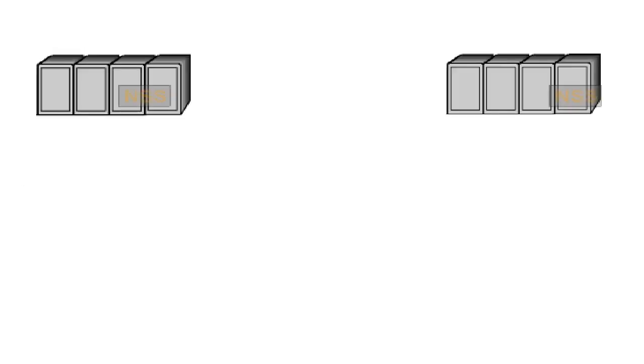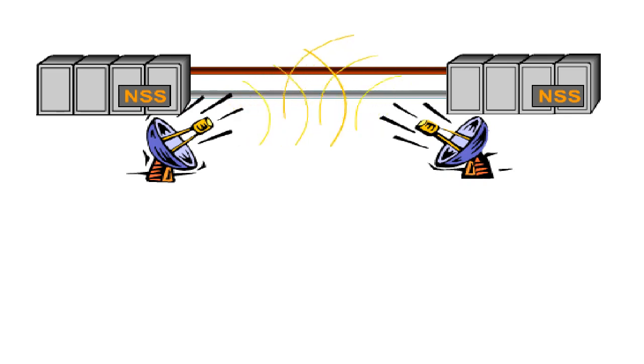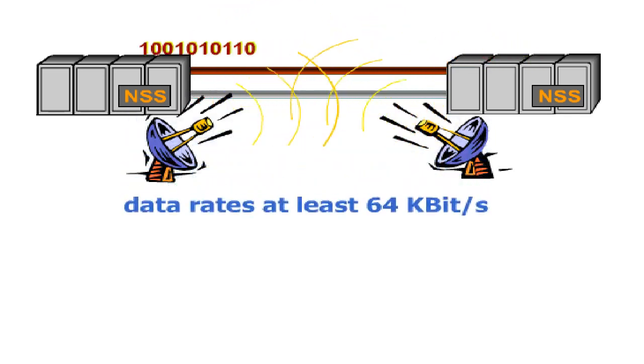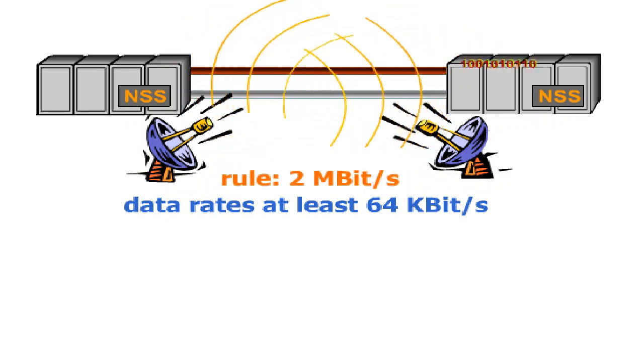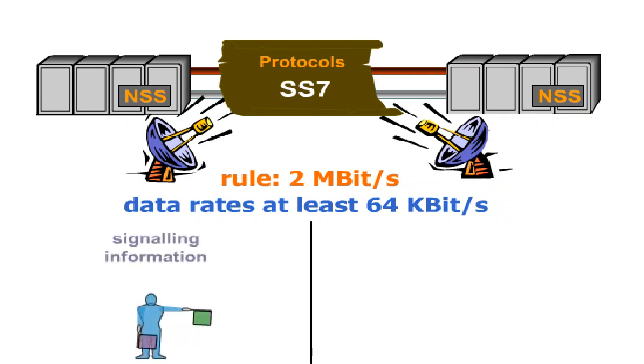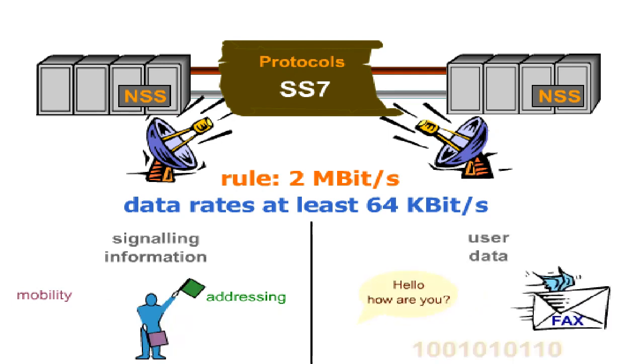Between the NSS elements, data is either exchanged over copper cable or optical fibre or via microwave. All NSS interfaces offer data rates of at least 64 kilobits per second. 2 megabit per second connections are the rule. The protocols are based on the SS7 standard. Two kinds of information are transferred over the different interfaces: signaling information, such as addressing and mobility data, and user data, that means speech, fax, and data messages.